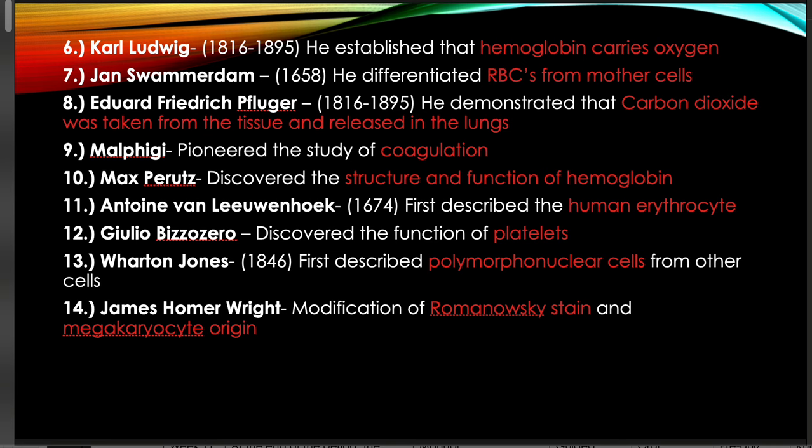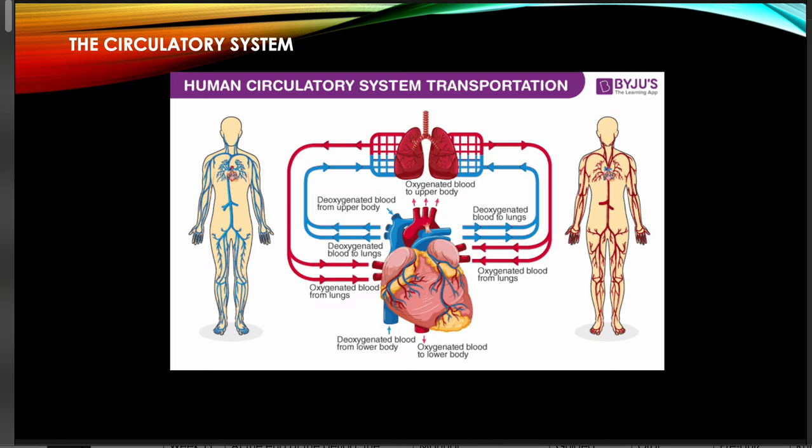Giulio Bizzozero discovered the function of your platelets. Wharton Jones, 1846, first described polymorphonuclear cells from other cells. And James Homer Wright made the modification of Romanowsky stain and described the megakaryocyte origin of platelets. All of these will be appreciated in the following lessons and for the whole course. Okay, so since hematology is concerned with blood, you must know about your circulatory system.